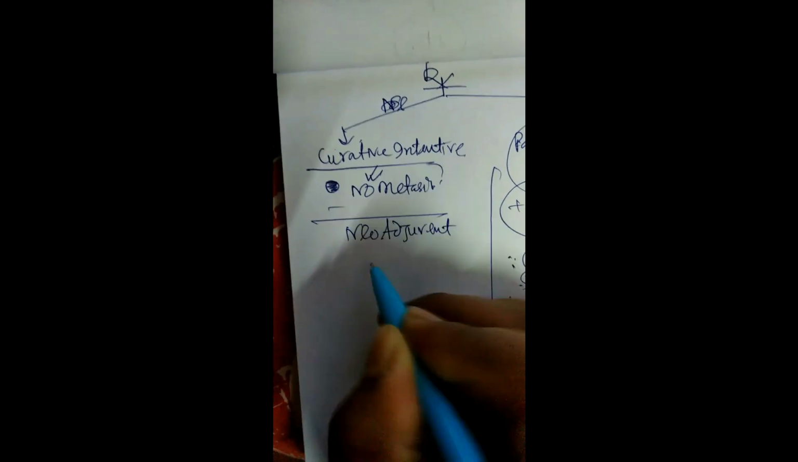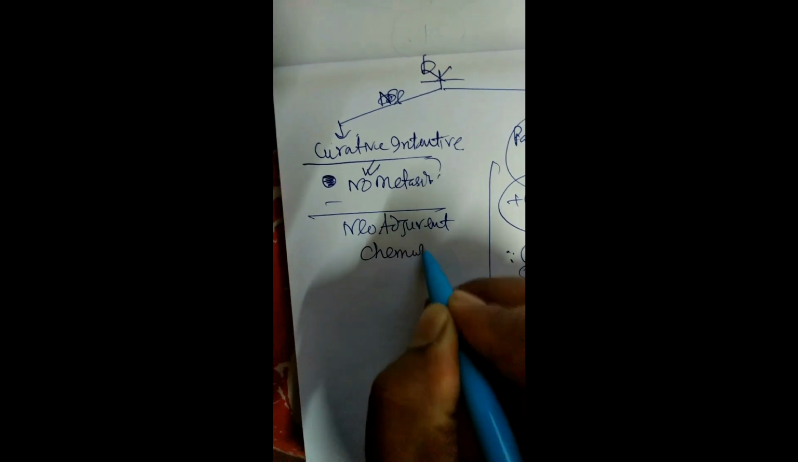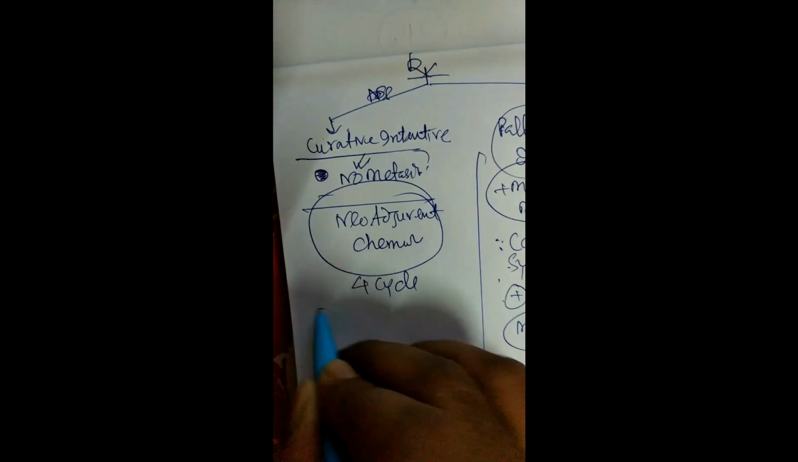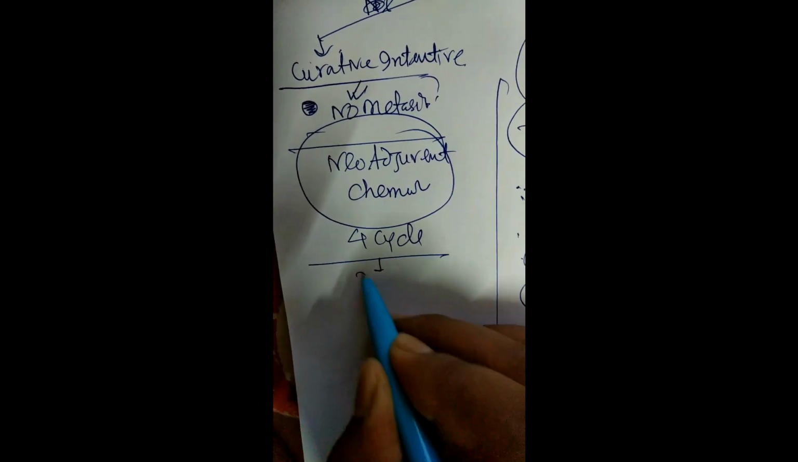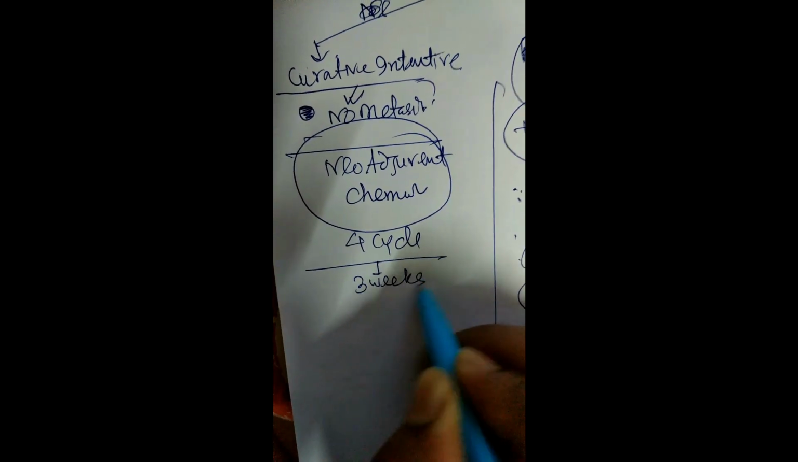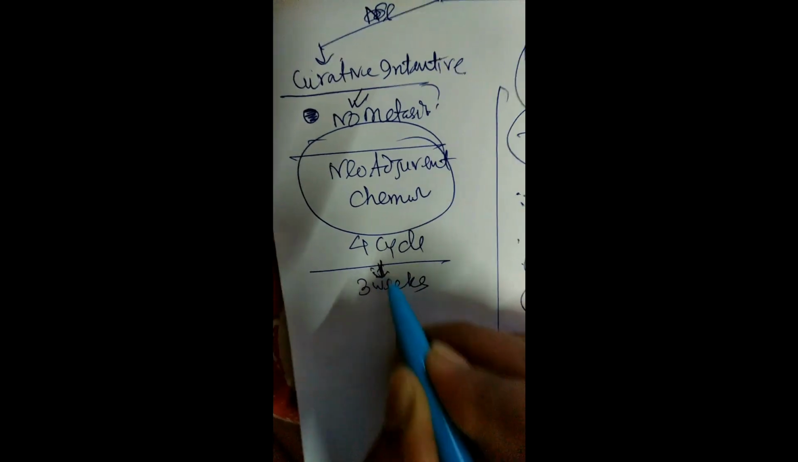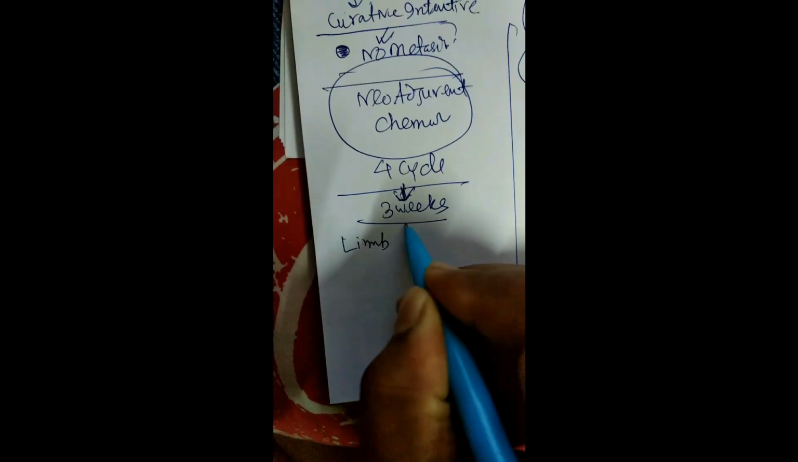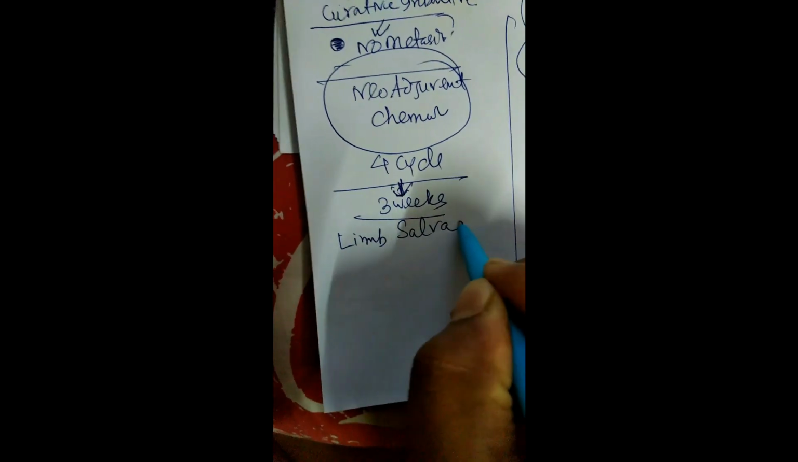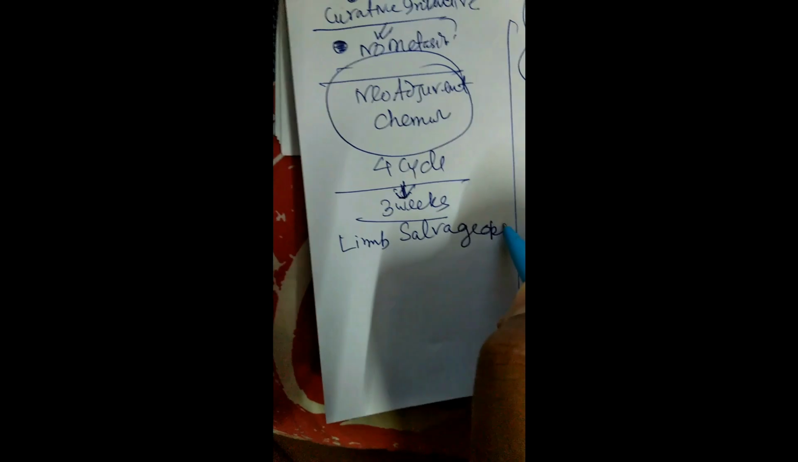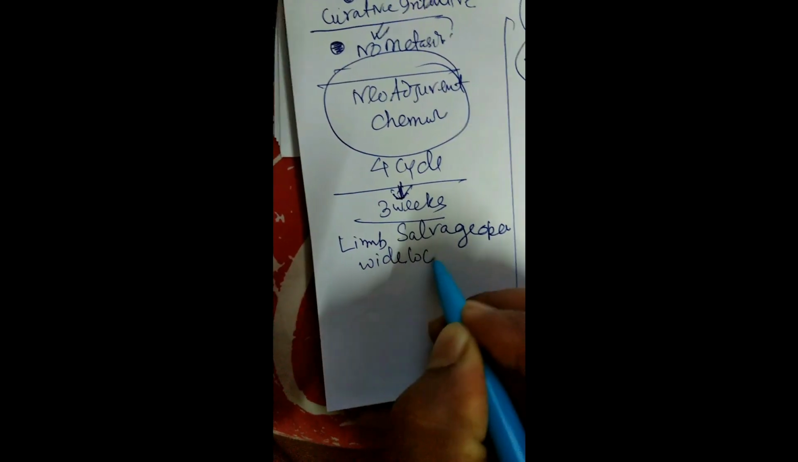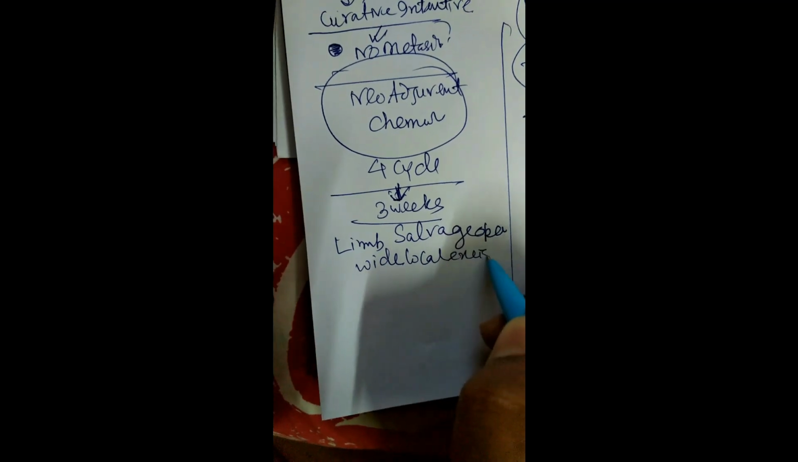But when we are going for curative intent, first we have to go for neoadjuvant chemotherapy. After 4 cycles of neoadjuvant chemotherapy, we have to wait for 3 weeks for blood count normalization. After that, we go for limb salvage operation, where we can do wide local excision.